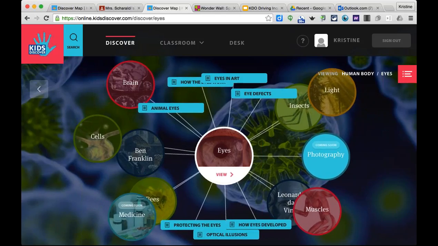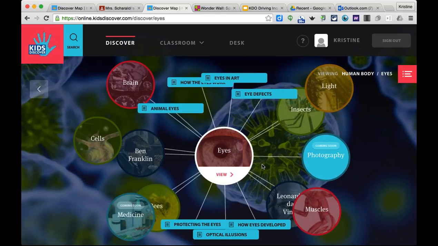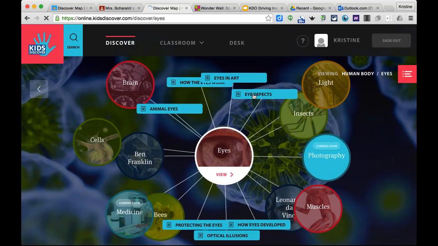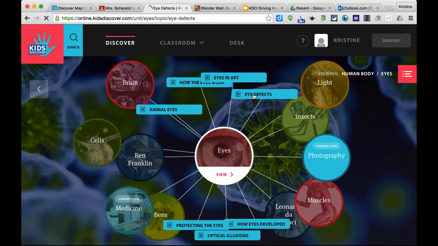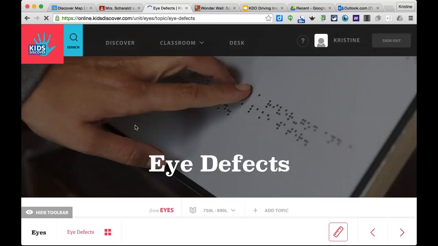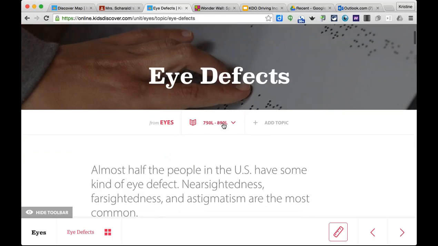Certainly there are a lot of things that are interesting here, but since I'm curious about what causes blindness, I'm going to choose eye defects. So when I click on that, it's going to take me into some additional information that I can learn about and hopefully find the answer for my question. Just like we saw in the earlier example, I can adjust the reading level to the just right reading level band that's comfortable for me.